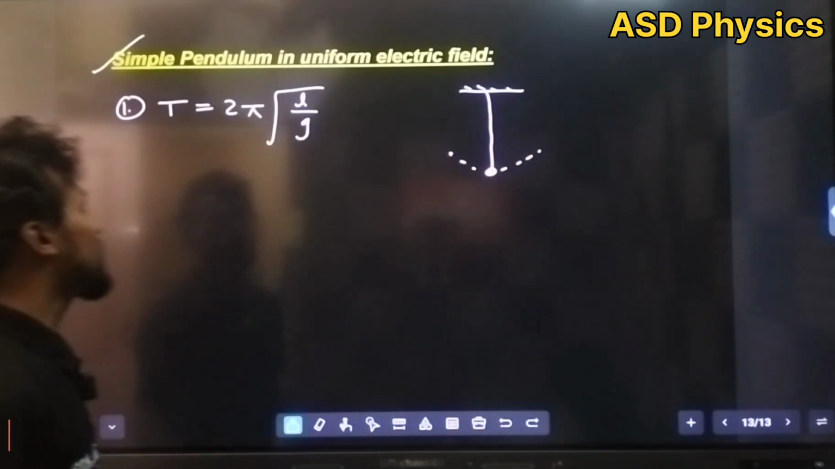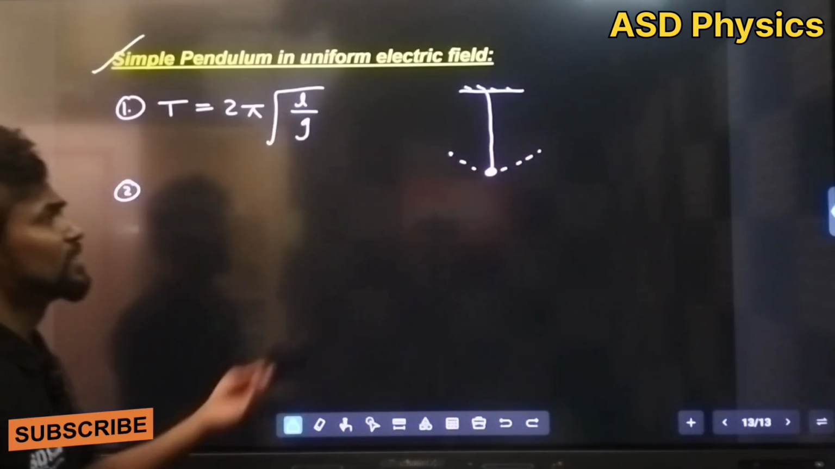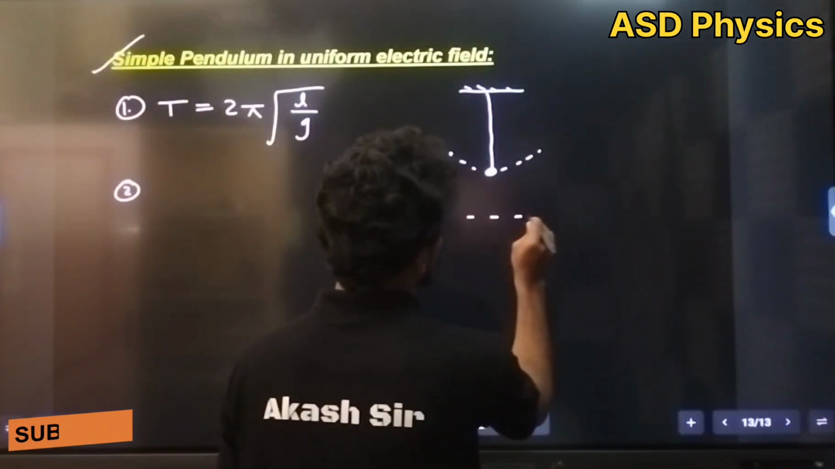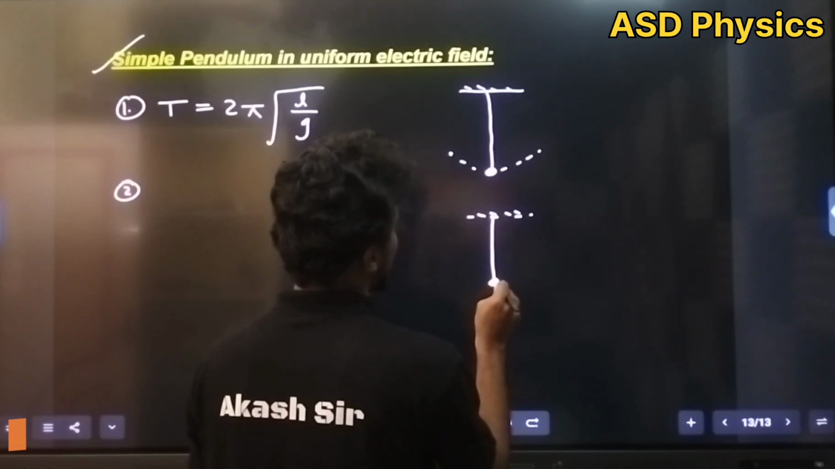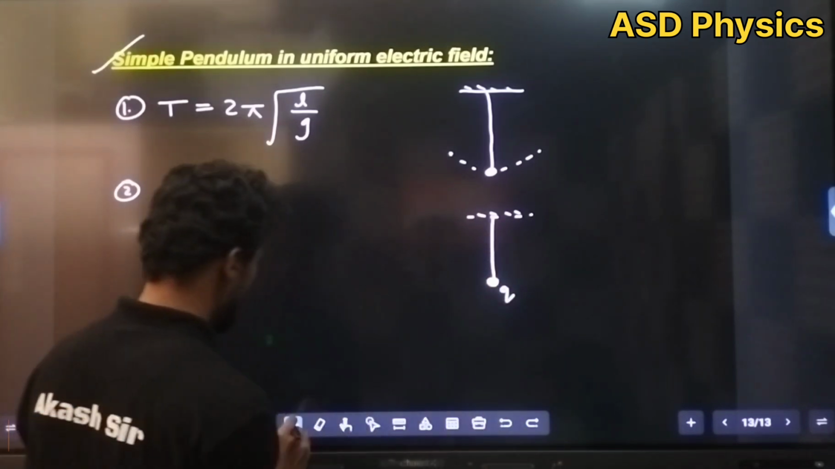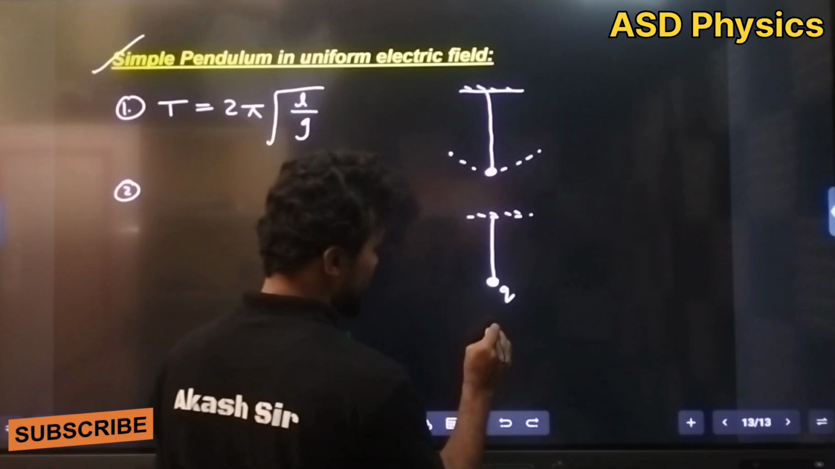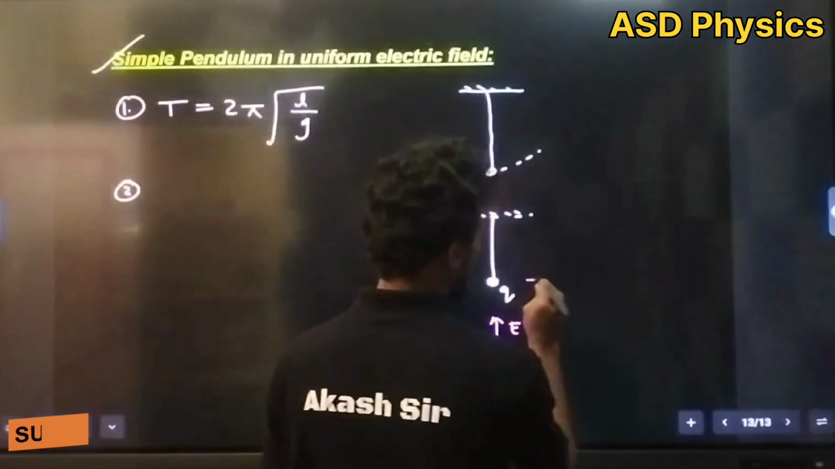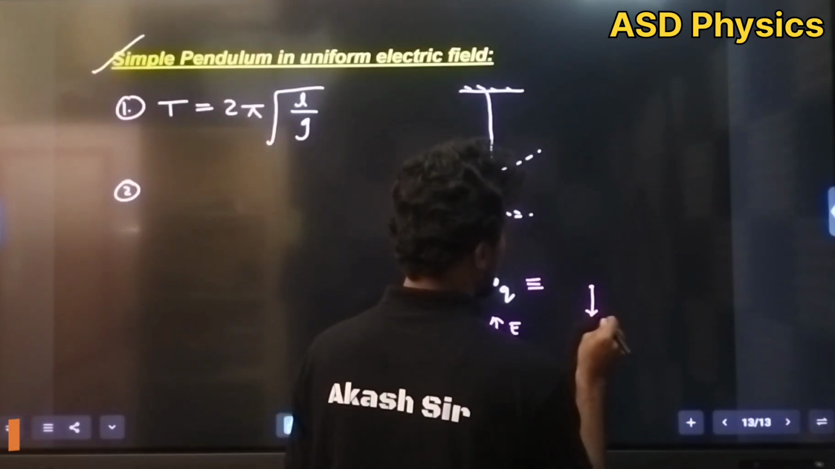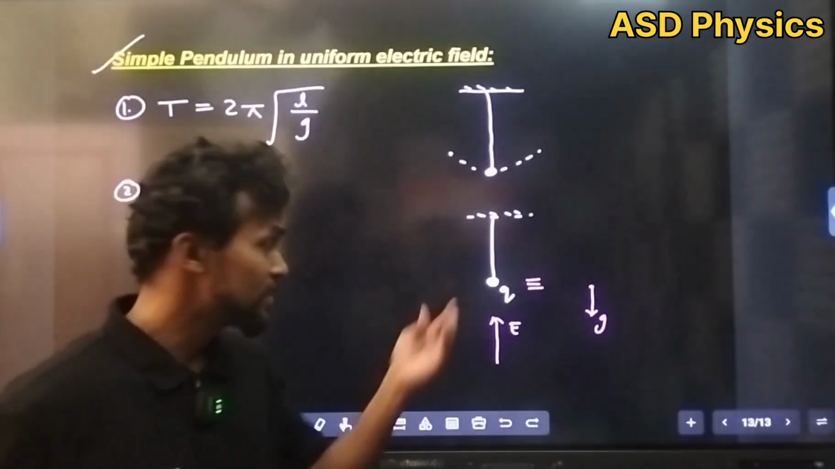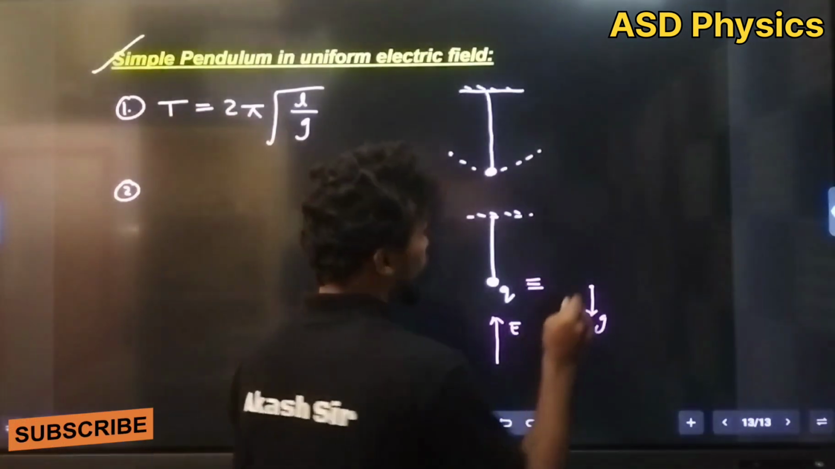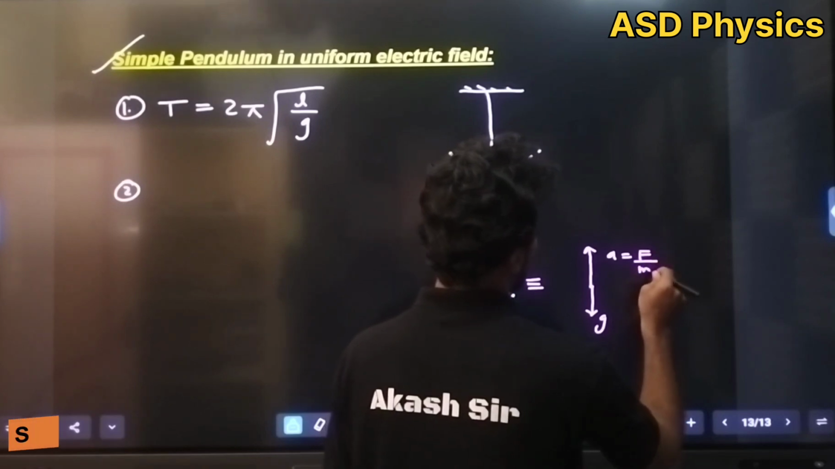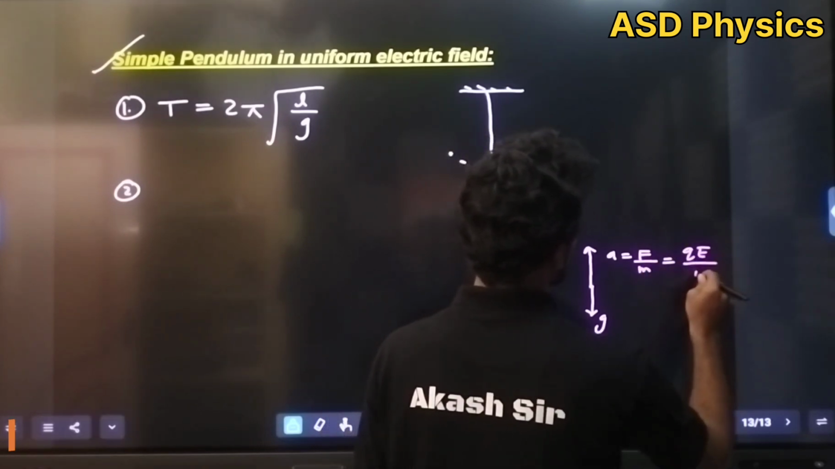But sometimes this bob is having some charge and it is placed in an electric field. Now let me draw here. For example, let's take this having Q charge here, and this is placed in an electric field in which direction? Electric field in upward direction here. Now in this situation, if we draw here, gravity will act in the downward direction, but this positive charge will experience one force in which direction? Upward direction here, and because of that one acceleration will come, and acceleration is given by F by m, and it is given by QE by m.